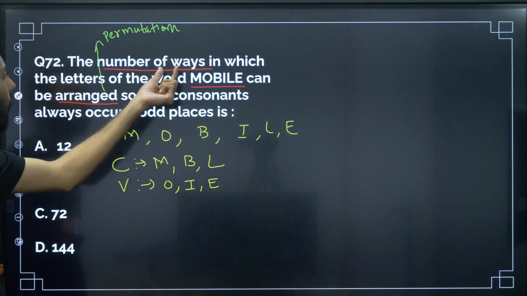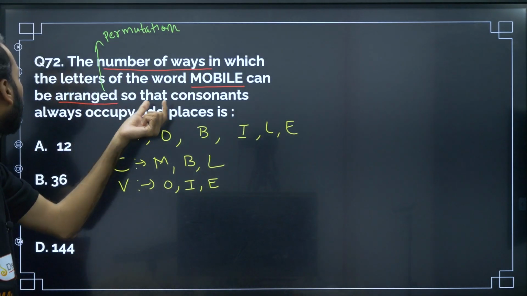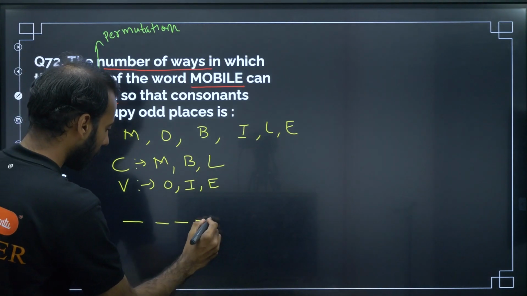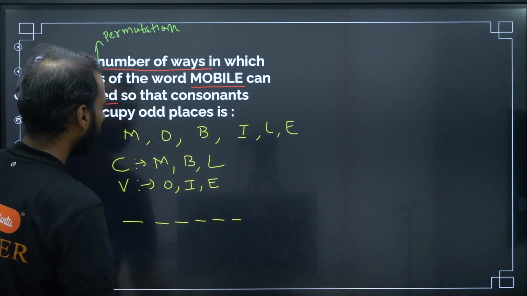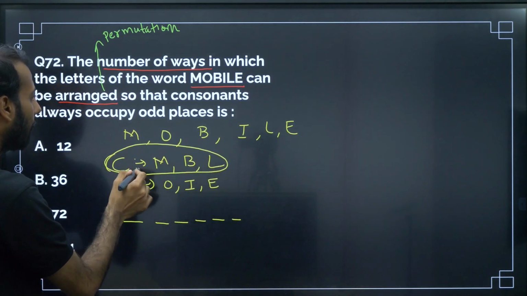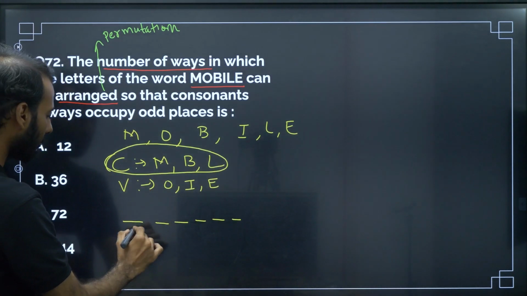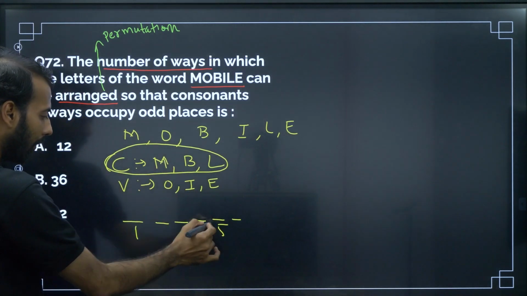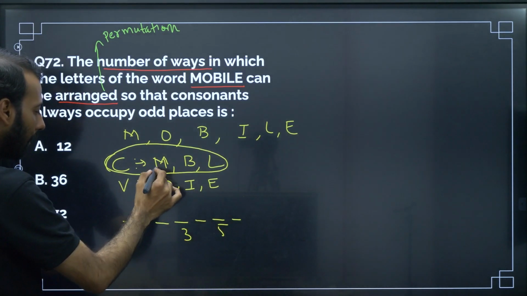Once again, I will find the number of ways in which the letters of the word MOBILE can be arranged, so that the consonants always occupy odd places 1, 3, 5. See here, we are having 3 places for 3 letters.